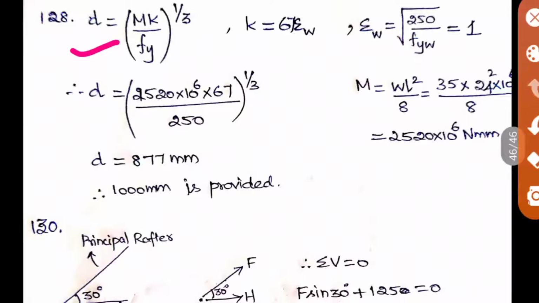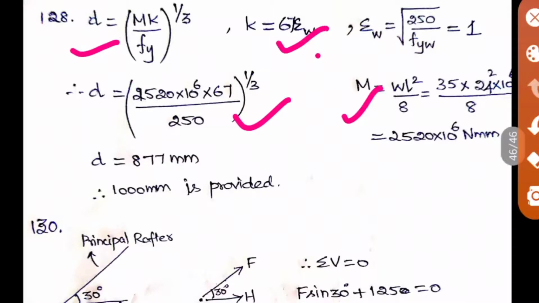So we are considering it as a simply supported beam, and WL square by 8 will be your moment. So W, the load is given, length is also given. So when you calculate, you will be getting the moment value. So when you substitute this moment value, this K value, and Fy 250 in the formula, you will be getting the answer as D is equal to 877 mm. So the nearest value that is given in the option is 1000 mm.